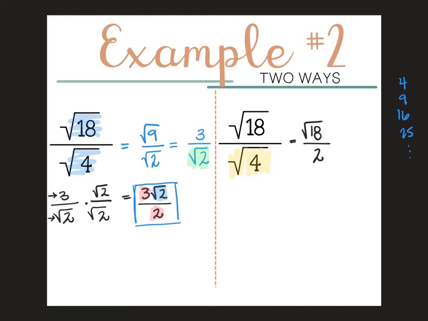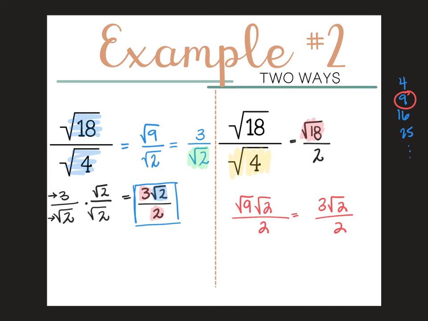And then you notice that you could simplify square root of 18 because one of its factors is 9. So square root of 18 could be written as square root of 9 times square root of 2. Square root of 9 is actually just 3.